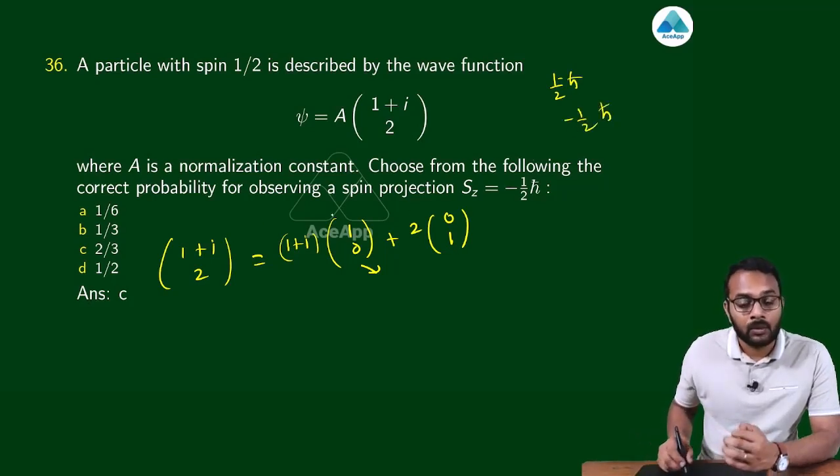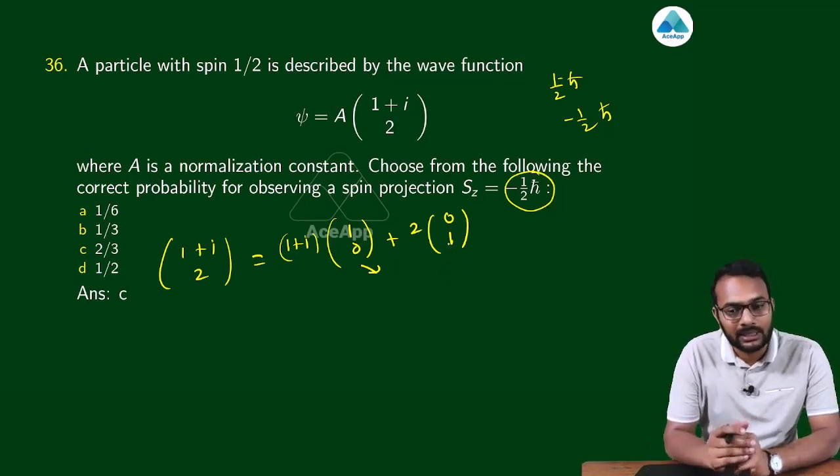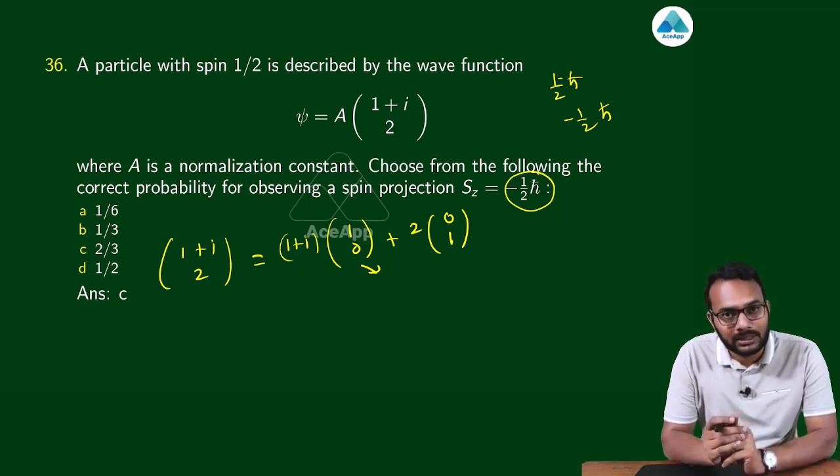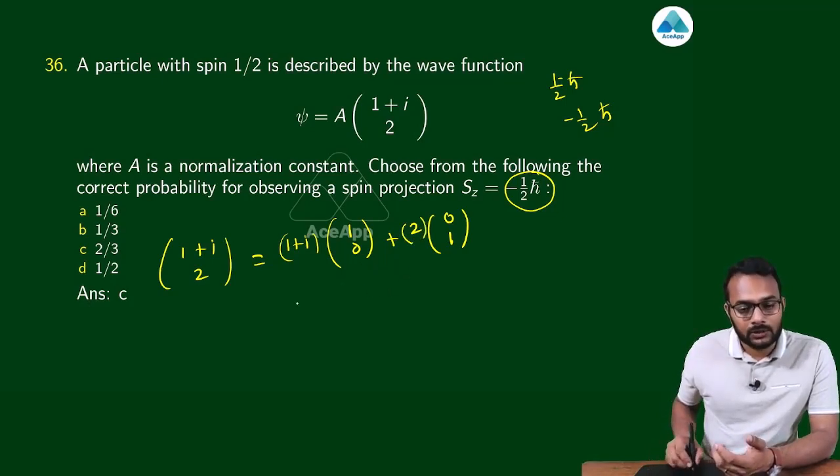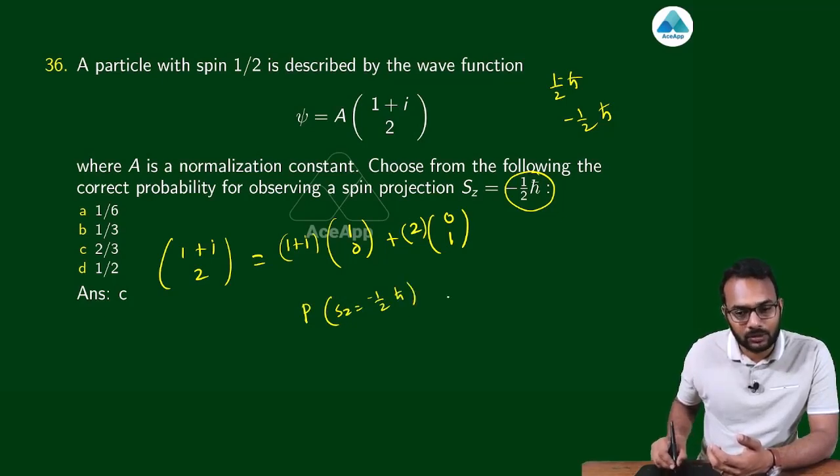The question is: what's the probability for observing a spin projection Sz equal to minus half h cross? That is, after the measurement, the probability that the state reduces to this state. That's clearly defined by this expansion coefficient. I hope this is clear. So the probability of Sz equal to minus half h cross is given by this expansion coefficient squared, that is 2 squared. Of course, we have to include the normalization factor, because clearly this is not normalized.